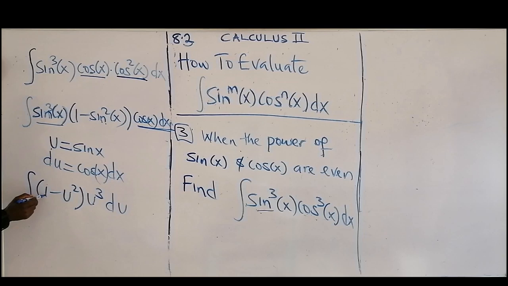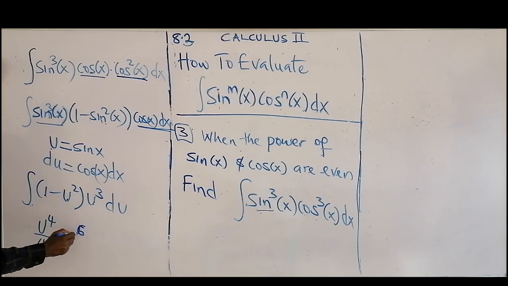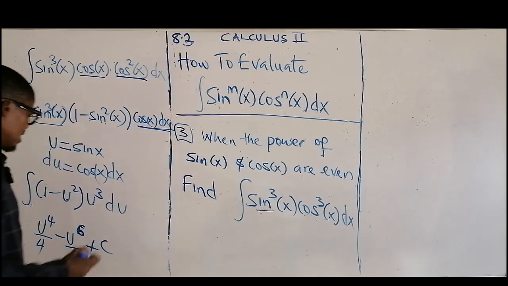This one times 1, that's u³. Integral of that will be u⁴ over 4. This one also, u² times u³, that's minus u⁵. 5 plus 1, you do the integration, that's 6, over 6, plus c. So that's the integral of that expression.